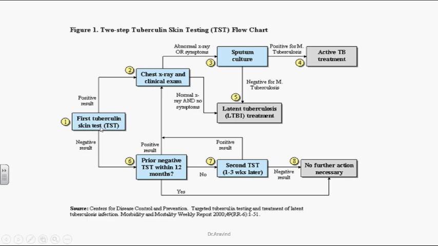Coming to the case where the tuberculin test is negative: if the tuberculin skin test is negative, and the test was also negative prior to 12 months, no treatment is needed for this patient. If the tuberculin test was positive before 12 months, check this patient again 1 to 3 weeks later, and if the tuberculin test is positive, go for a chest x-ray. If you see any symptoms on the chest x-ray, go for the sputum culture. If the sputum culture is positive, go for the treatment. If you get negative results in the second test also, there is no need for treatment.